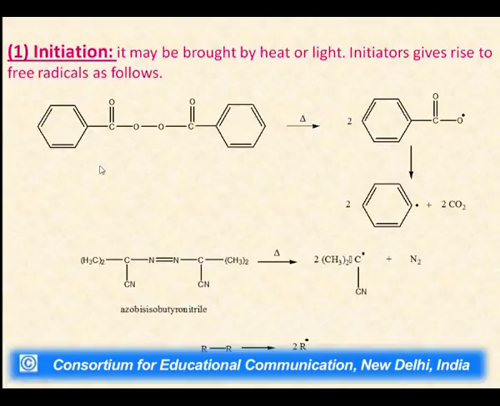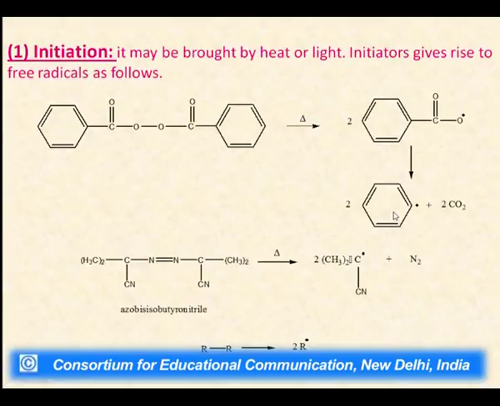In the case of initiation, it may be brought about by either heat or sunlight. Initiation gives rise to free radicals. So free radicals in the first step will be generated. This is the benzoyl peroxide. It will decompose on heating or by sunlight, by ultraviolet rays. First it will convert into these free radicals, which after decarboxylation will convert into a further free radical.